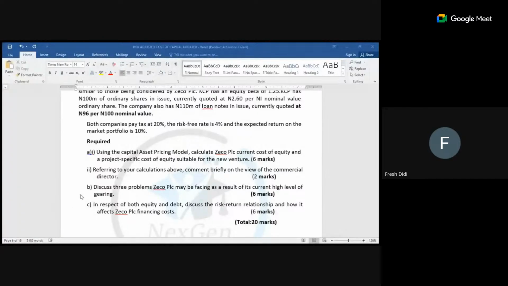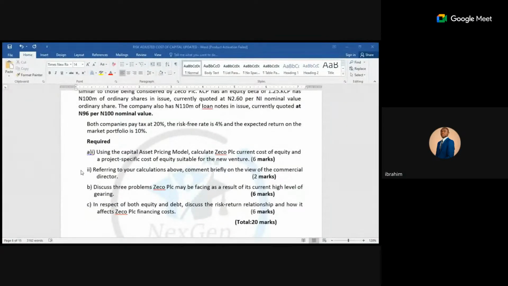Okay, C, in respect of both equity and debt, discuss the risk return relationship and how it affects Zeco PLC's financial costs. Thank you. Total marks allotted to this question is 20 marks. So you can mute your mic, please. Okay, total marks allotted to this question is 20 marks, right?